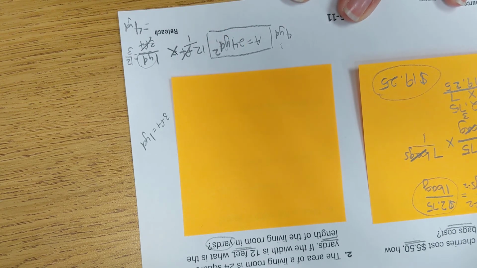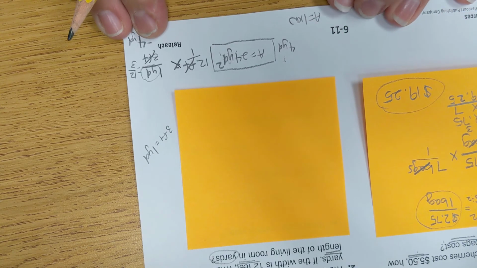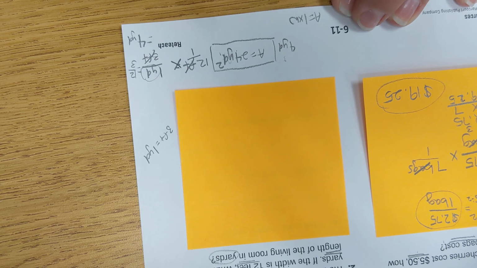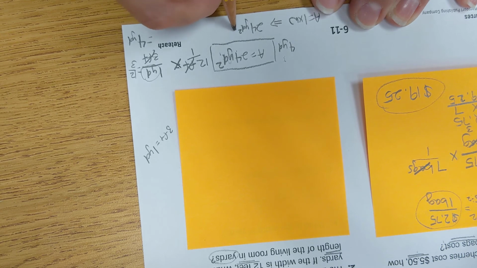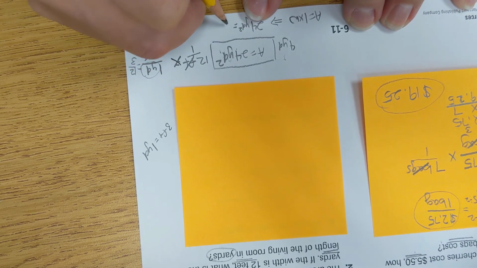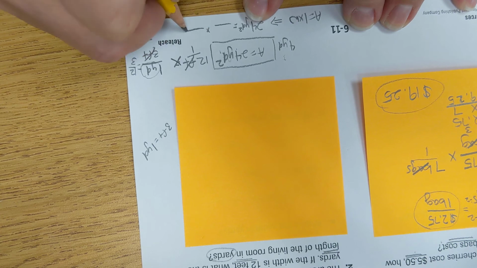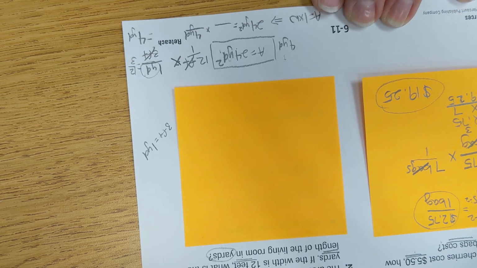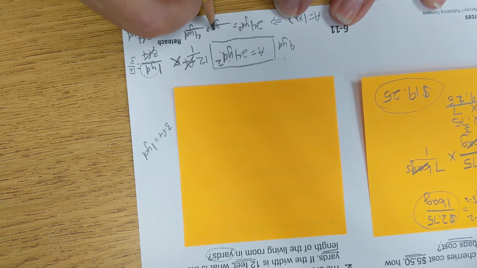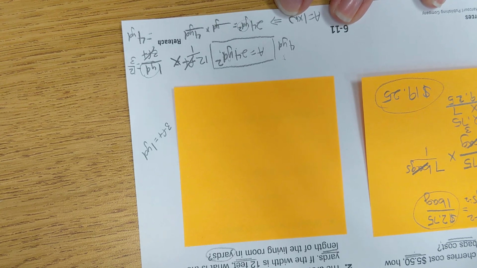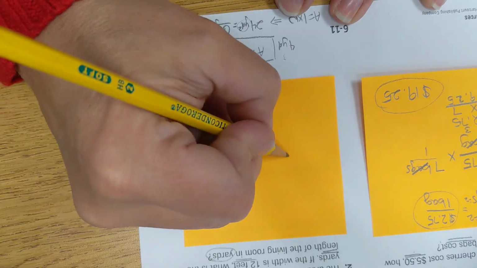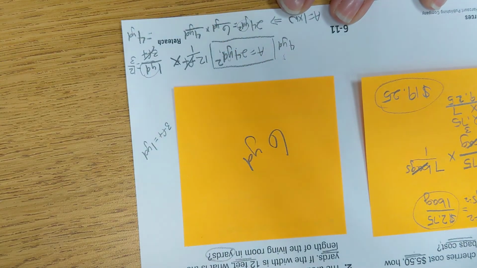I know the area is length times width, right? So if area is length times width, and I know that the area is 24 yards squared, and I don't know my length, but I do know my width is 4 yards. Something here has to be by yards, right? Because I have squared yards. And I know that 4 times 6 gives me 24. So my answer is 6 yards.